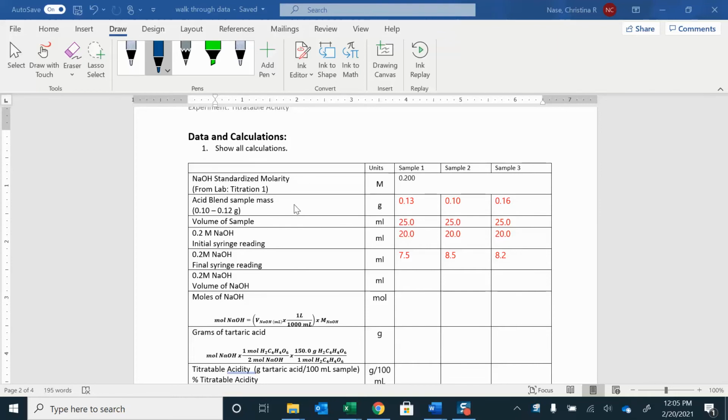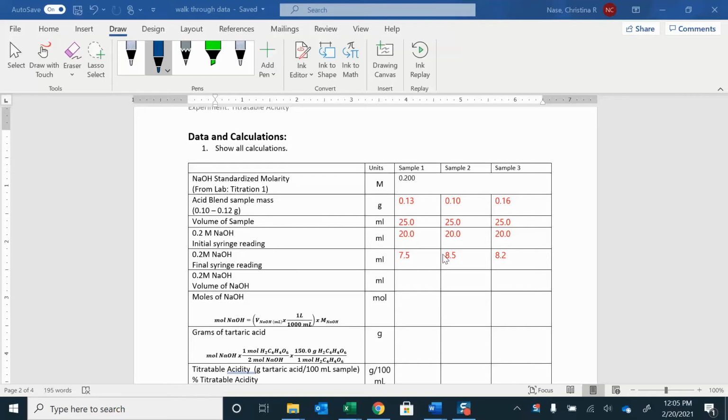And then you had some solid weak acid, a mixture of weak acids. You weigh out that sample, and then you dissolve it in 25 mils of water. So that's where I weighed out my samples. I dissolved each of my samples in 25 mils of water. Then I filled up my syringe to the 20 mil mark, and then I did the titration.